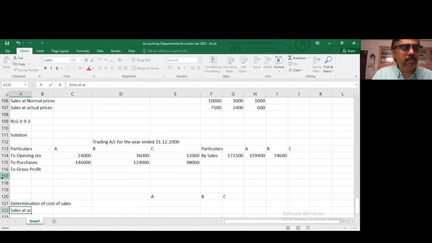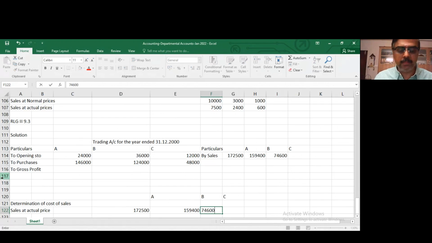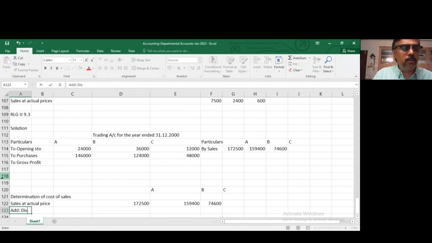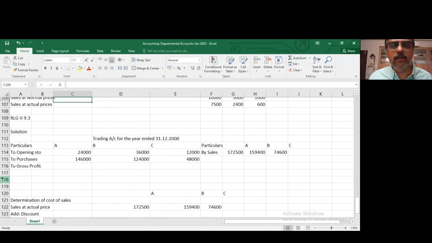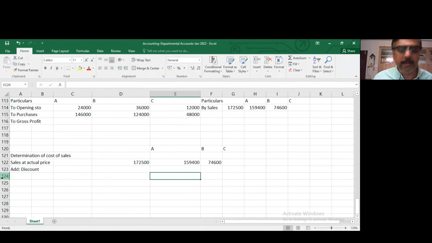Determination of cost of sales. Sales at actual price, that is net of discount: 1,72,500 for Department A, 1,59,400 for Department B, and 74,600 for Department C. Now add back the discount, because we are going to arrive at GP on normal selling price, not at the discounted price. Look at the question. What is the discount given for Department A? Sales at normal price is 10,000, but actual price is 7,500. அப்ப எவ்வளவு discount கொடுத்திருக்காங்க இங்க? 2,500. Correct. So the discount in Department A is 2,500.